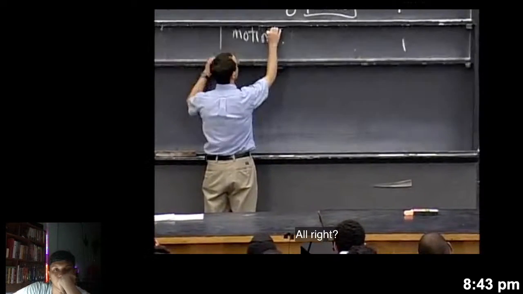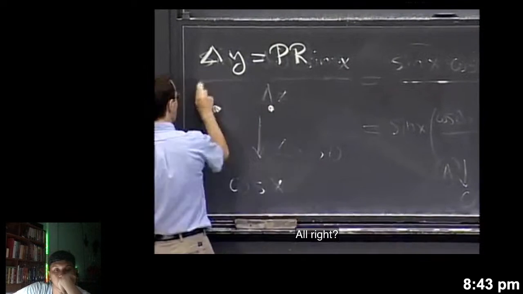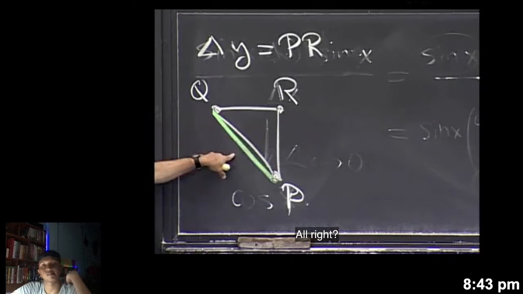Think a little bit about the corner there. Again, one time. So here's Q, here's a piece of the arc, the curve. All right, so delta y is PR.